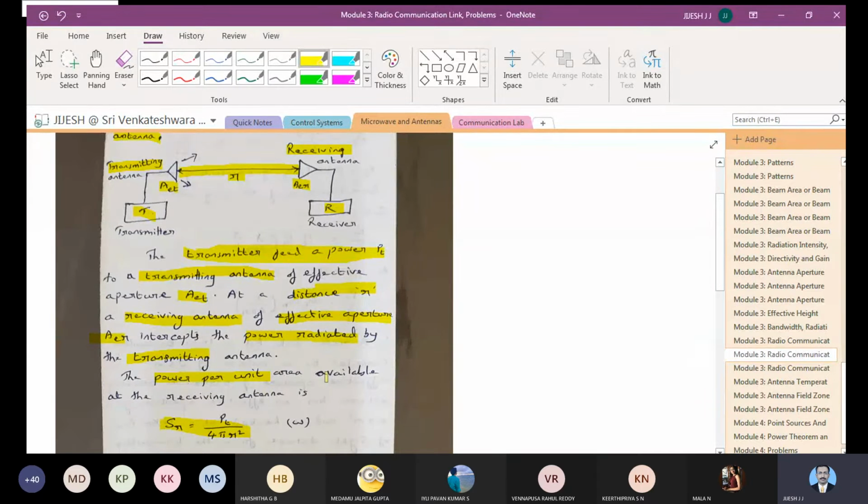A lot of things have to be done further, so we'll be continuing it further. So complete these points and write down the few points whatever I have mentioned here. Write the equation for SR. It is PT divided by 4 pi R square.